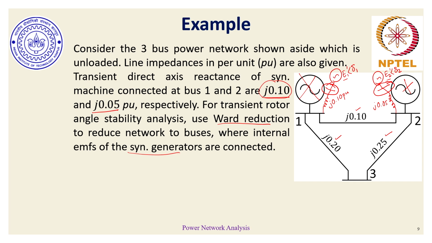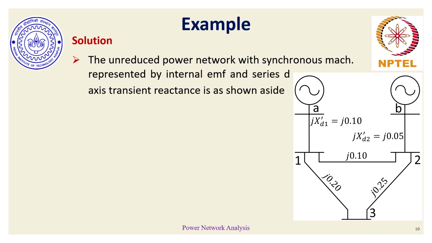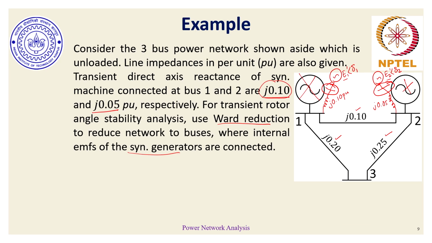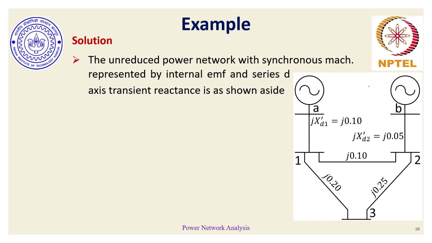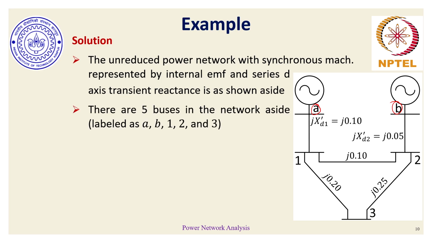Rest buses 1, 2, 3 and the respective lines, they are all removed or completely nullified. So how do we do this? As I was explaining in the previous slide, in slide number 9, I have marked those fictitious buses as buses A and B, and I know how these different buses are now connected. So I evaluate my usual Y-bus matrix for this 5-bus network, where buses are A, B, 1, 2, and 3.